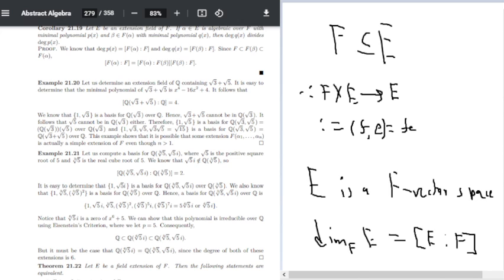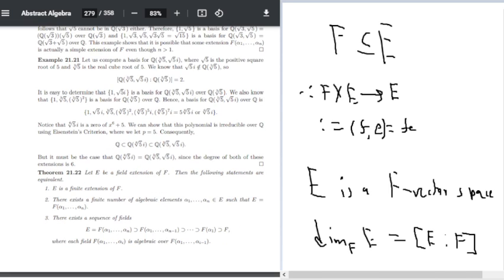And 1, square root of 3, square root of 5, square root of 3 times square root of 5, which is equal to square root of 15, is a basis for Q(square root of 3, square root of 5) over Q. This example shows that it is possible that some extension F(alpha 1, all the way to alpha n) is actually a simple extension of F, even though n is greater than 1.